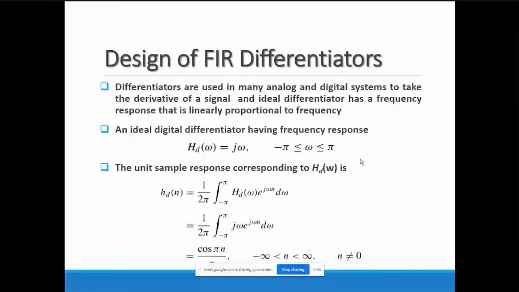Yesterday we completed the frequency sampling methods and a few examples related to that. Today we go for the next theory, that is the design of FIR differentiators.